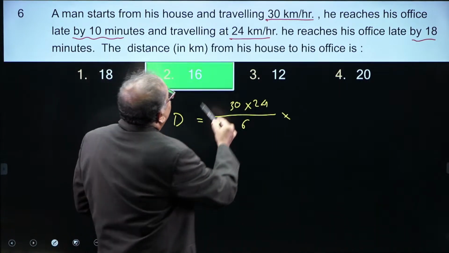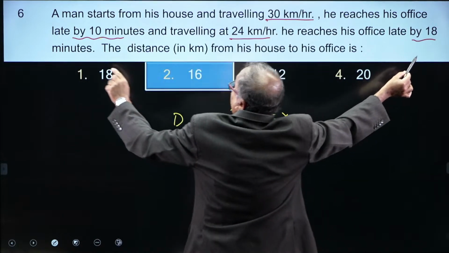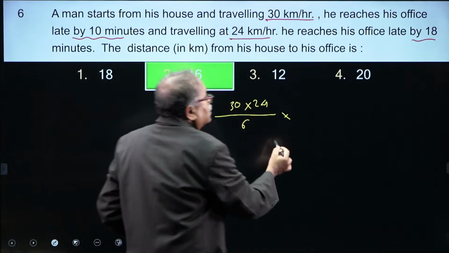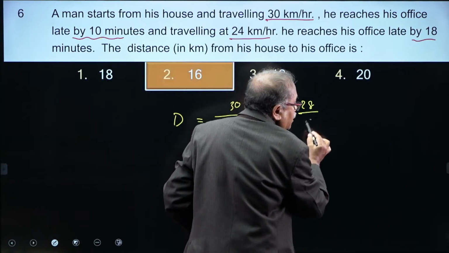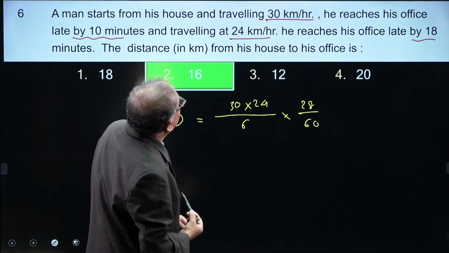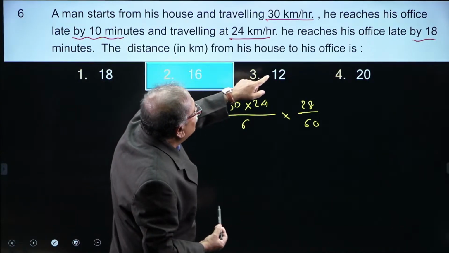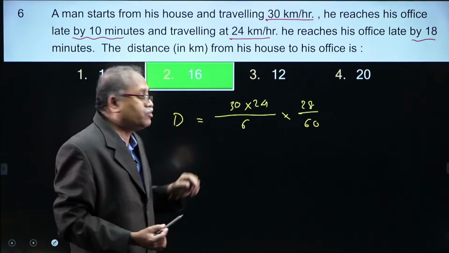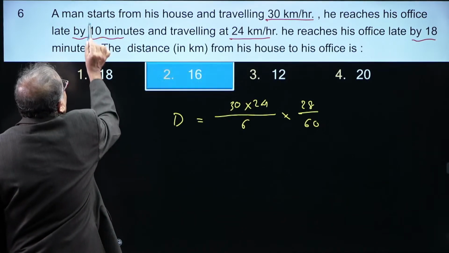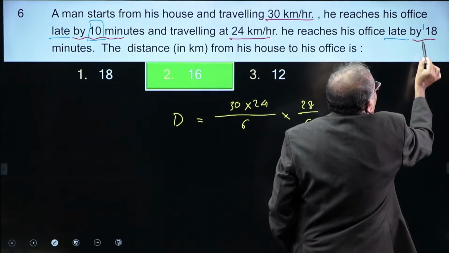of time. In the first case, he is 10 minutes late. In the second case, 18 minutes early. 10 plus 18, that is 28. So, these all are in kilometers. So, 28 by 60. Is it 28 by 60? Am I right? 10 minutes late. And okay, in both the cases he is late. I am sorry, he is 10 minutes late over here, and here it is late by 18 minutes.